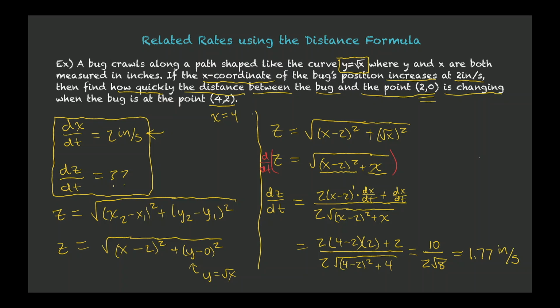Okay, so that's how we solve a related rates problem using the distance formula. Again, we just use the given formula, the distance formula, we write it down, and then we're just going to plug in the information from the given problem, only using the variables that are important in the problem that they ask about or tell us about that is changing.